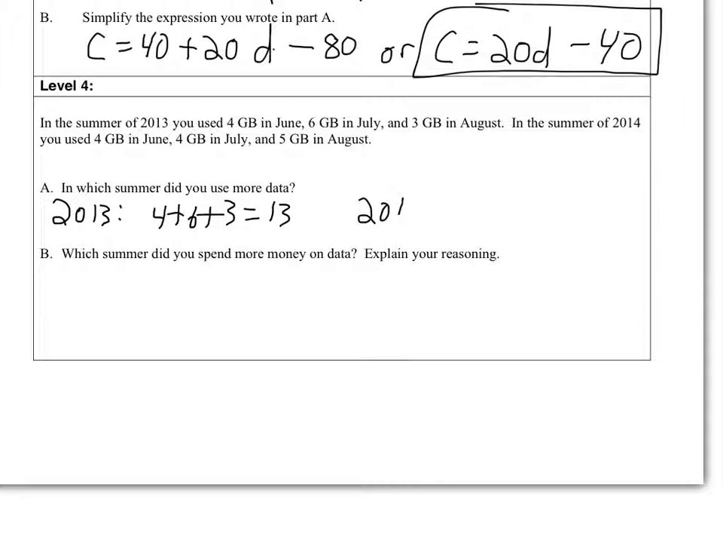In 2014, we used 4 in June, we used 4 in July, and we used 5 in August. And 4 and 4 make 8, 8 and 5 is also 13. So we can answer our question now, which summer did you use more? Well, we can say that they were the same.